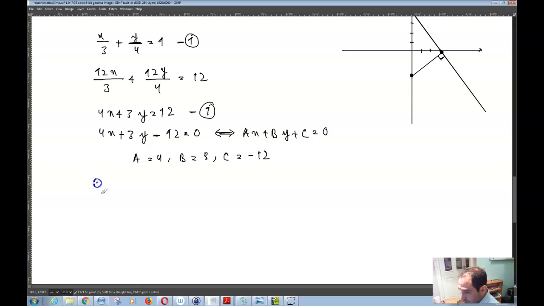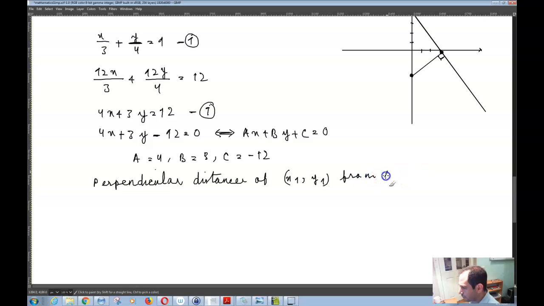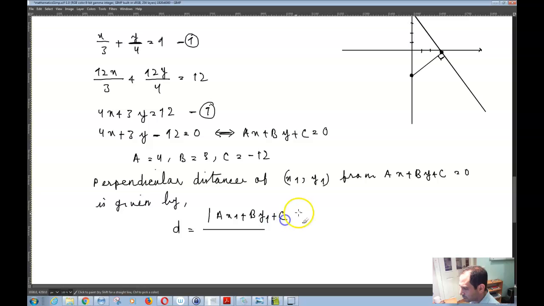Now you know that the perpendicular distance of x1 y1 from ax plus by plus c is equal to 0 is given by d, which is equal to the absolute value of ax1 plus by1 plus c over the square root of a squared plus b squared. You already know that.